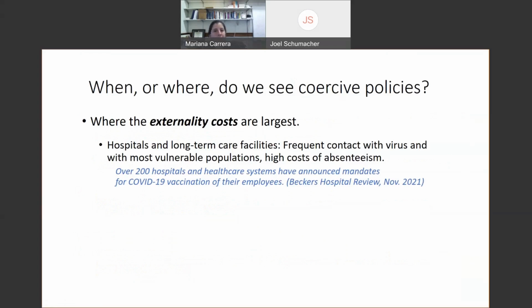So it's worth thinking about when or where it makes sense to have these most strong and coercive policies. It makes sense for them to be implemented in places where the externality costs really are the largest. So where it's most important that we minimize outbreaks and minimize spread. So the first and foremost case is hospitals and long-term care facilities. This is where the most vulnerable people are, who could face severe consequences of getting infected.